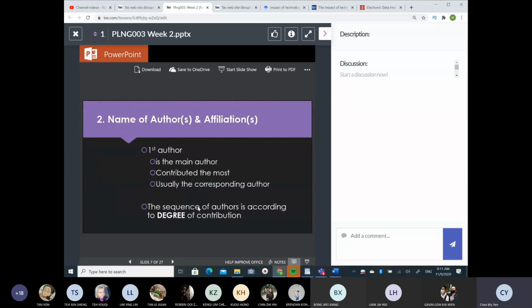Next, the name of the authors and their affiliation. If you look at research papers, you realize that somebody's name will definitely go first. They are also known as the first author. He or she is normally the main author and contributed the most, and usually this is the corresponding author.